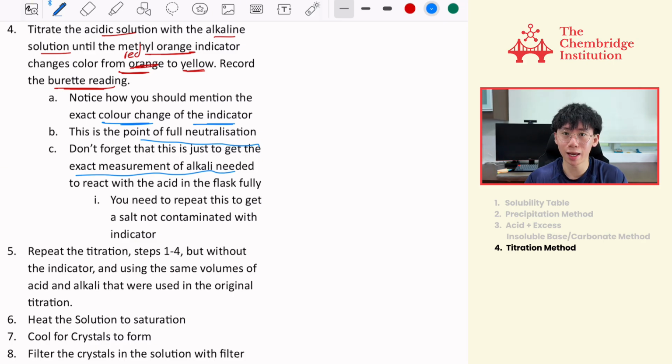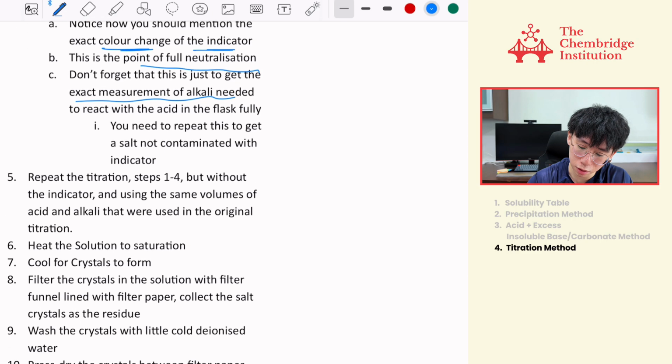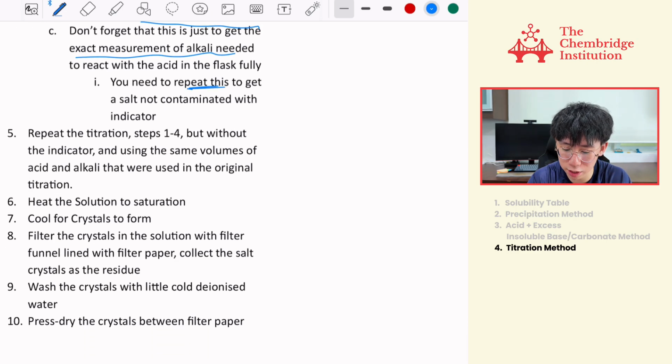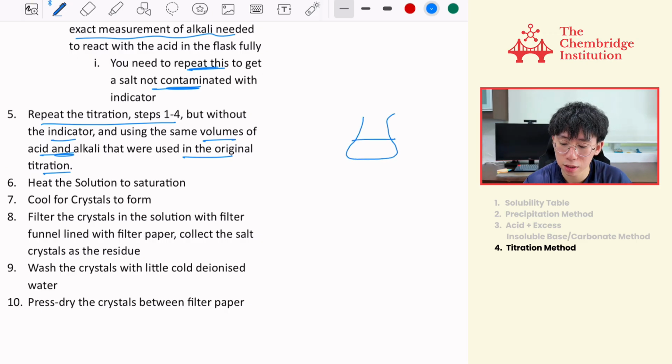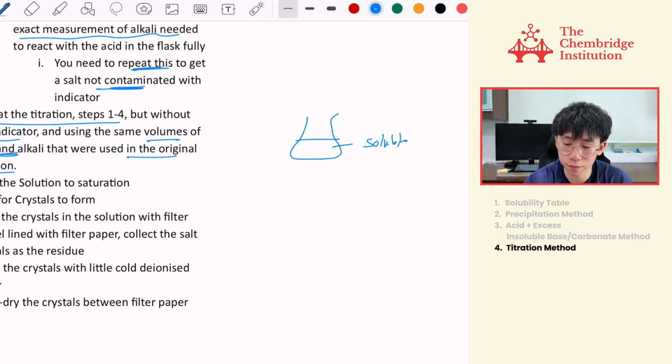So the easiest way is to just repeat the titration, but without the pH indicator. This is why we recorded the burette reading from just now. So we're going to repeat this so it doesn't get contaminated with the indicator. So you see in step 5 over here, we're repeating that titration, but without the indicator, and I specify we're going to use the same volumes of acid and alkali that were used in the original titration. Once we've done that, all we have left is a conical flask with the soluble salt.